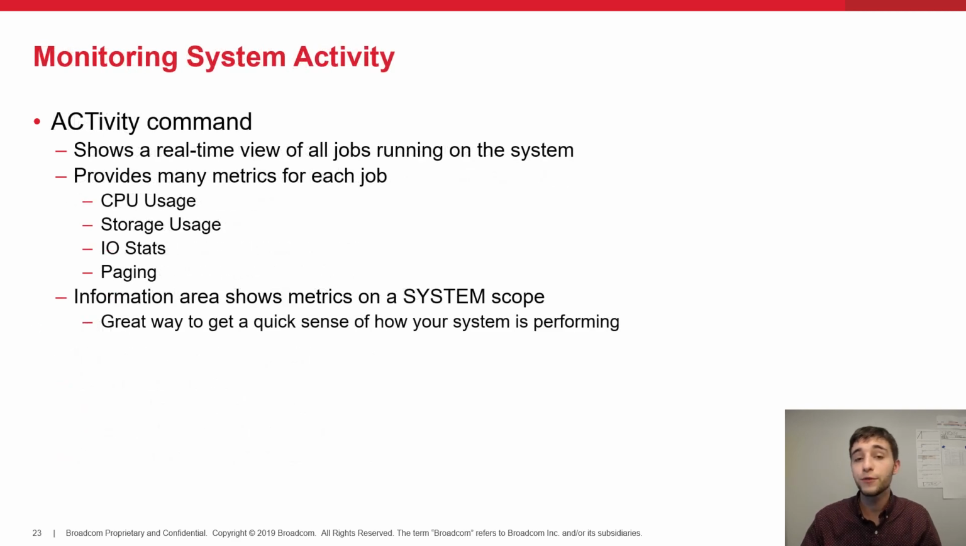We will now jump over to SYSVIEW to see the activity command display in order to demonstrate some of the concepts we have discussed thus far. The activity command shows a real-time view of all jobs currently running on the system. This command shows many metrics for each job, and an information area is also provided in order to get a quick sense of how your system is performing overall.